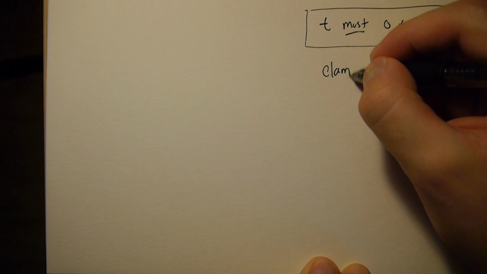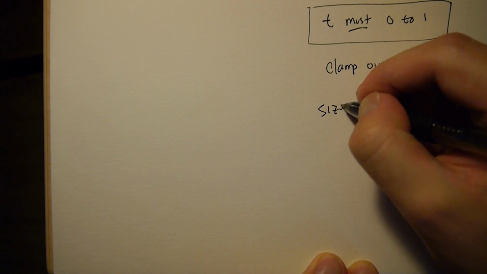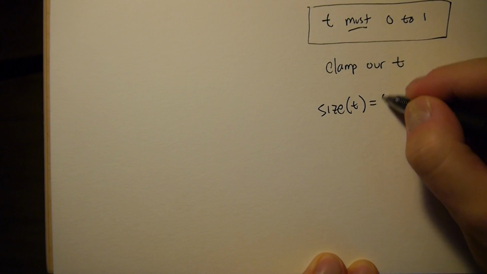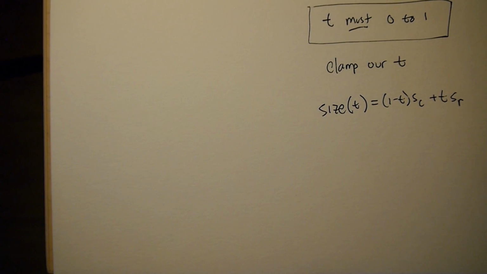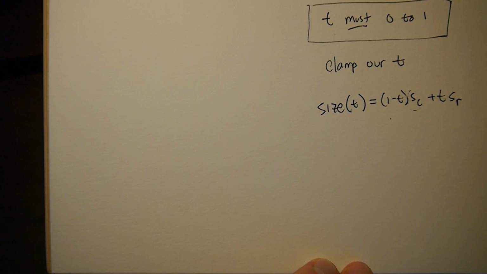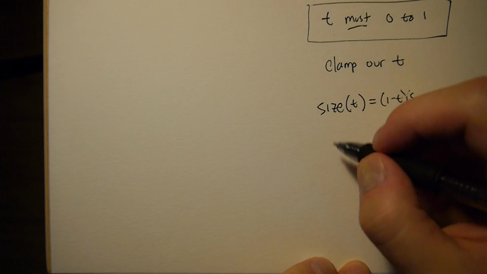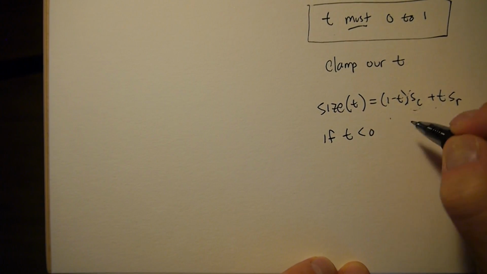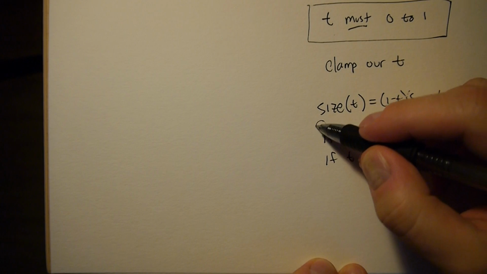So the first thing that we can say is that we are going to have to clamp our t, right? So this size function, when we say size of t equals 1 minus t times size at the center plus t times size at the radius, the artist specifies the size at the center and size at the radius. We can interpolate between them. We have to make sure that this is well conditioned and it meets this criteria. So the first thing that we're going to do before we call size of t is just clamp it. We're just going to say if the t is less than 0, then t equals 0. If the t is greater than 1, then t equals 1. We're just gonna clamp it.